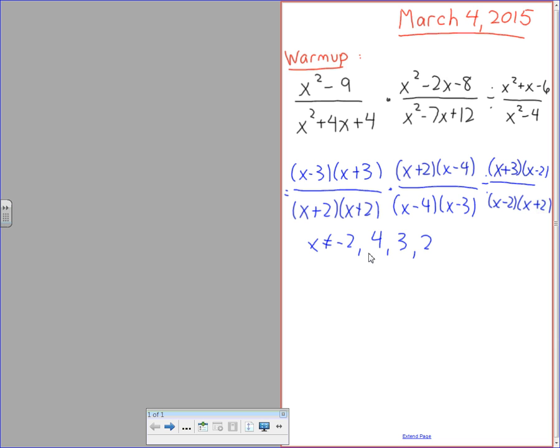Now, if you say you don't know how to state restrictions, I'll help you out right now. Remember, think of these like roots, okay? So we're saying x plus 2 can't be 0, so x can't be negative 2. If you plug a negative 2 into here, it's going to be 0. The same thing, if you plug a 4 into here, it's going to be 0. Here, if you plug a 3 in, it's going to be 0. And here, if you plug a 2 in. So it's going to be the 4 things in the denominator.